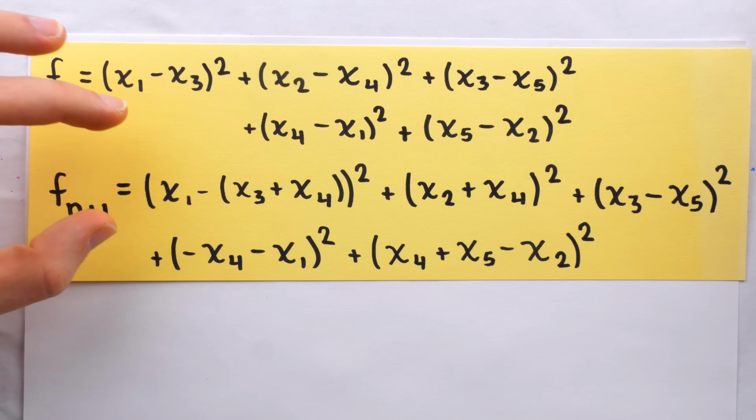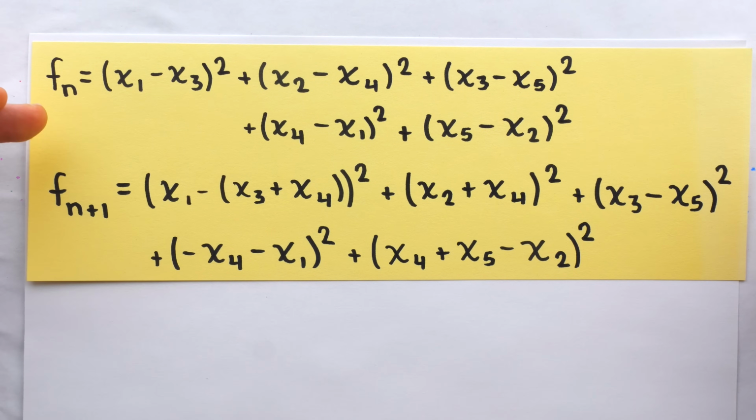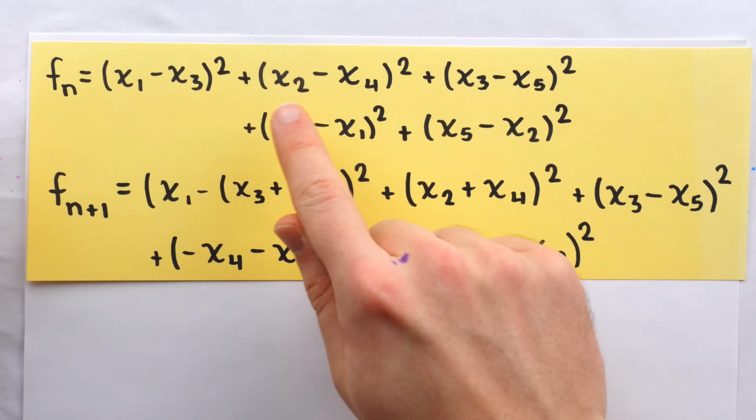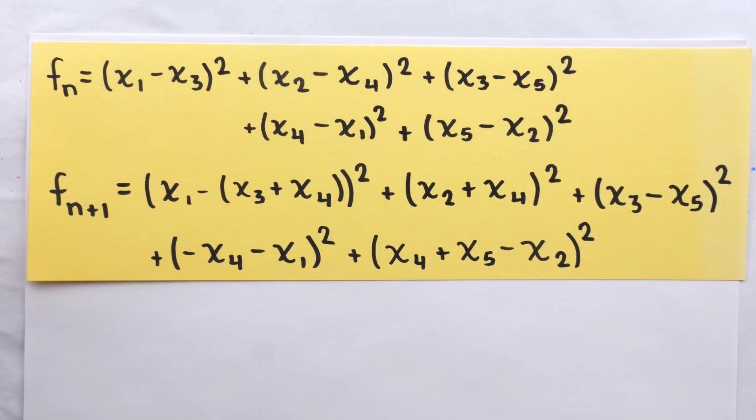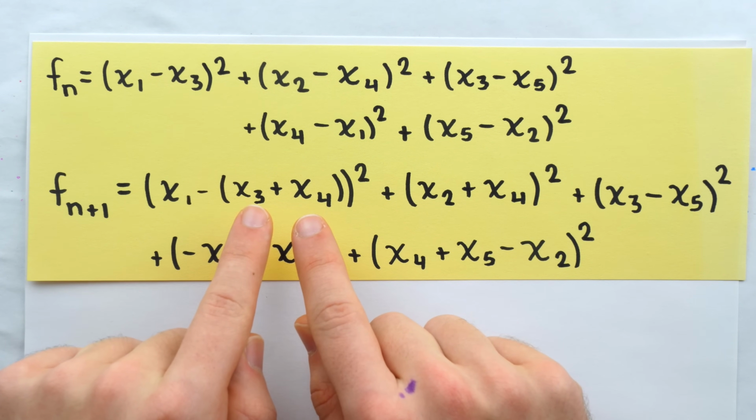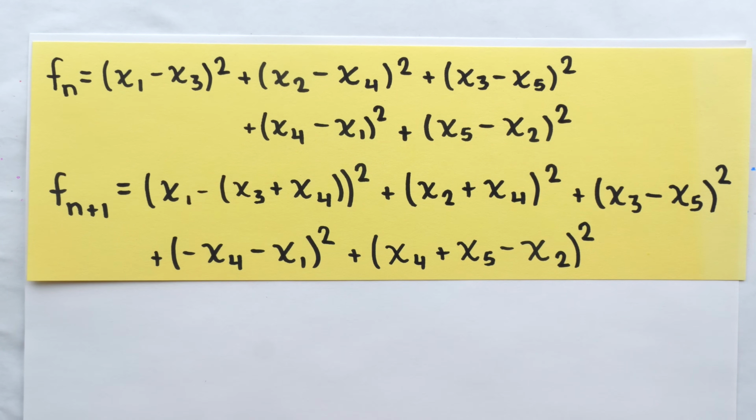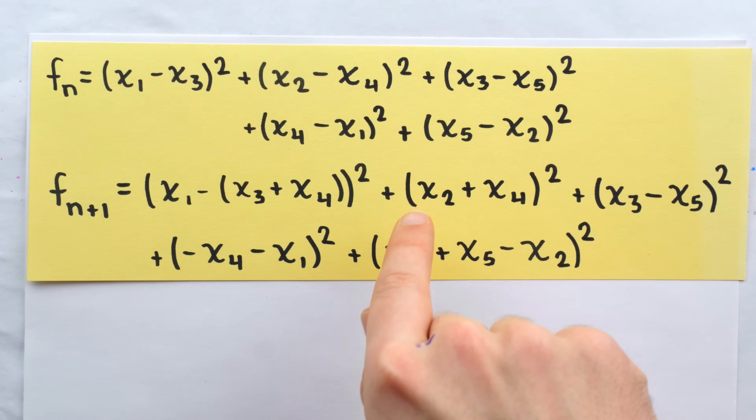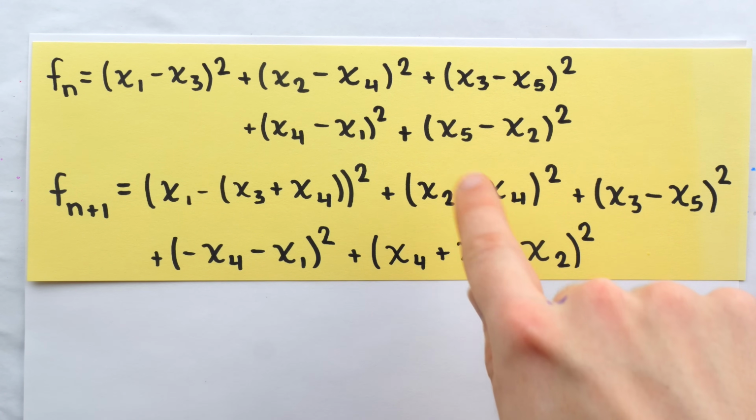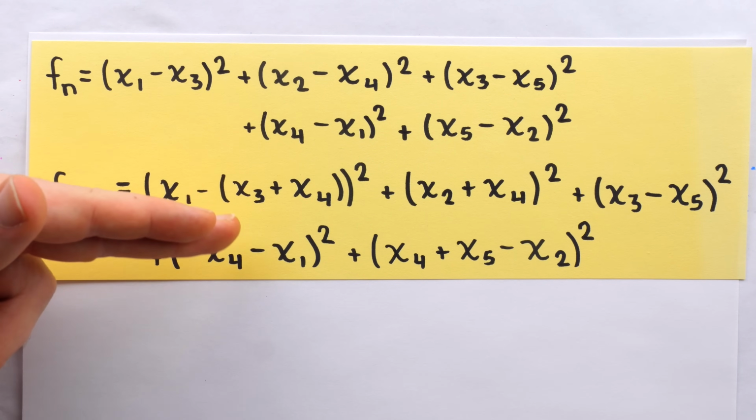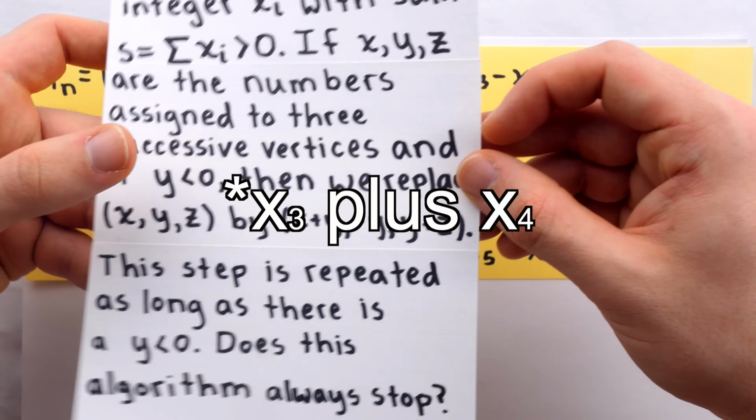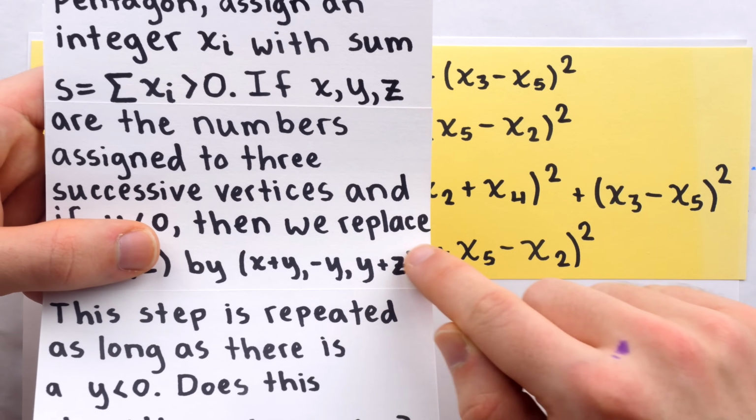These are 2 general terms of the function. So here you're looking at exactly what you would expect for just some term fn. It's just as we defined it, x1 minus x3 squared plus x2 minus x4 squared, and so on. Now, once a step of our algorithm is applied to the pentagon that this function comes from, x3 will be replaced by x3 plus x4. Remember that x4 is taken to be the negative number. Similarly, x4 gets replaced by negative x4, which is why you see x2 plus x4 here, because now the x4 has been negated. Then remember, x3 is replaced by x3 plus x4, and x5 is replaced by x5 plus x4.